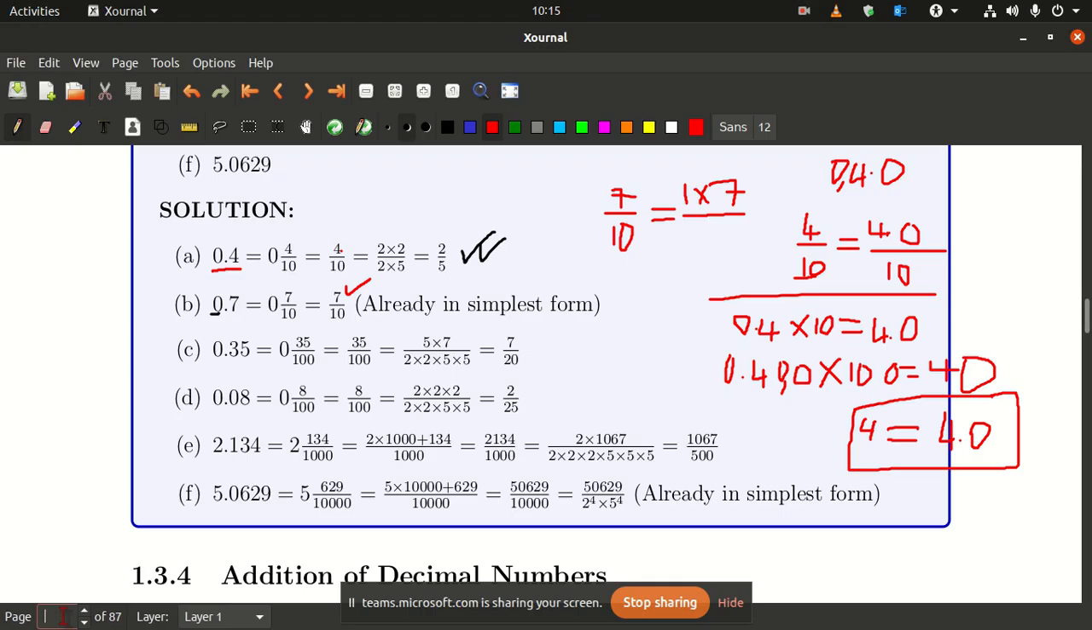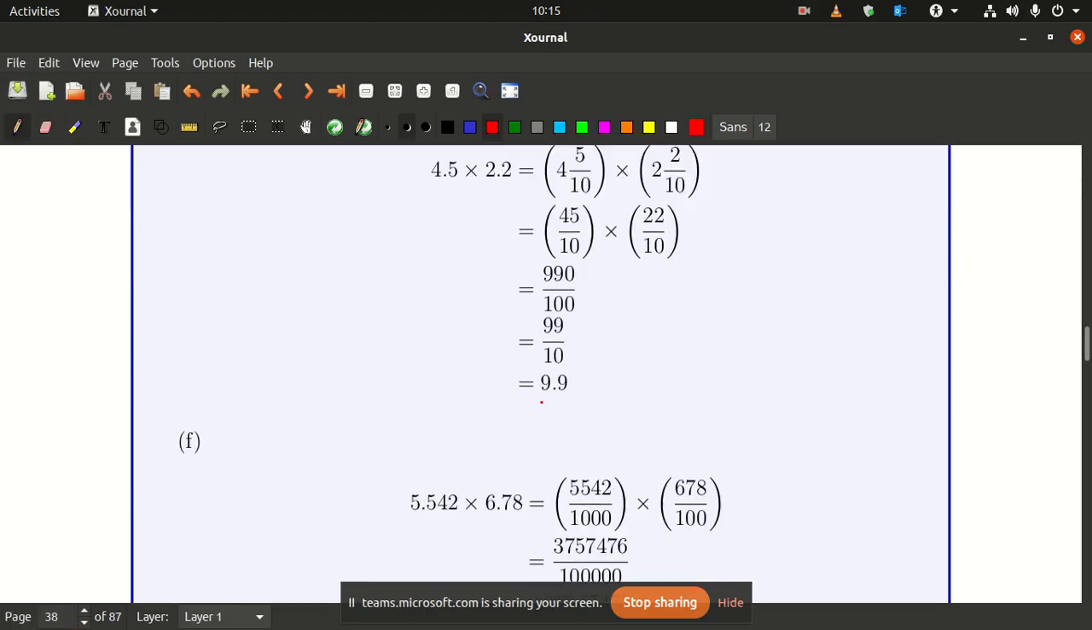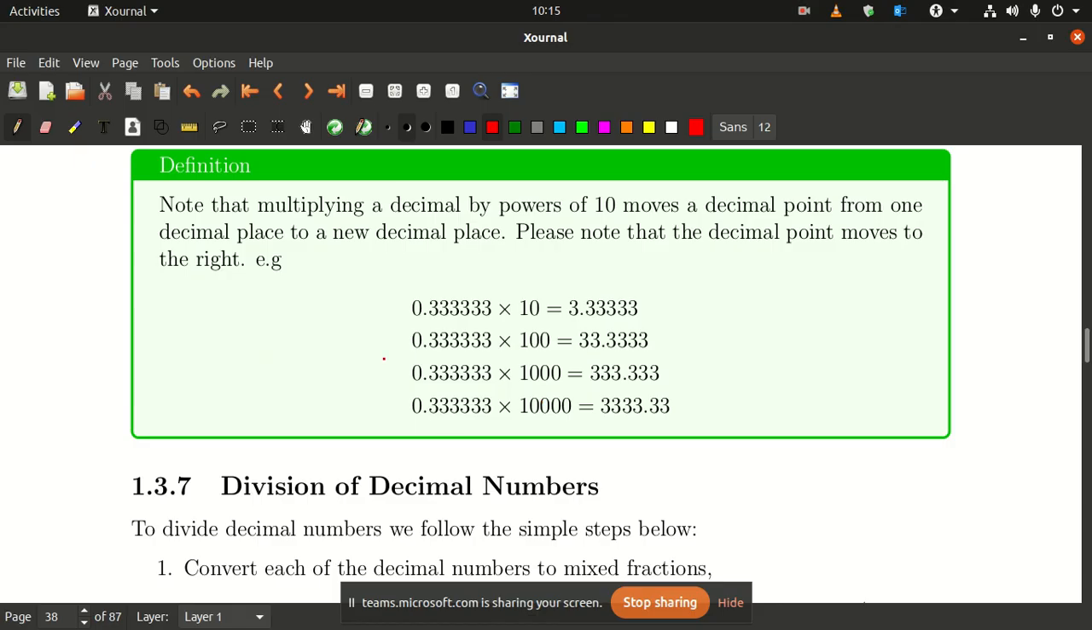Let's move to, let's say, 38. Like I said, addition and subtraction, you did it in the videos, so we're not going to focus on that. So here, what I'm trying to explain is that if, let's say, you have 0.33333 and then you multiply by 10, you are moving this decimal point here once, because we have 1 zero there, so we are moving it here. Hence, we have 3.3333.